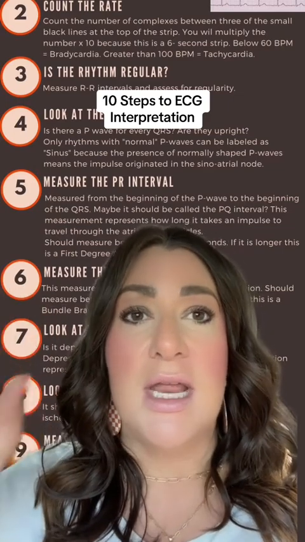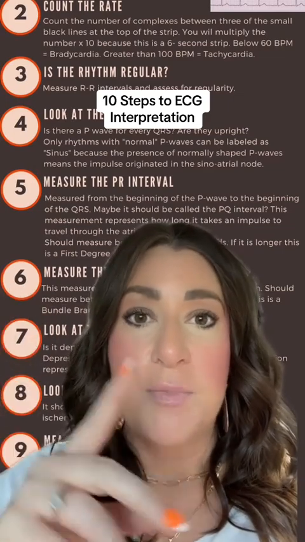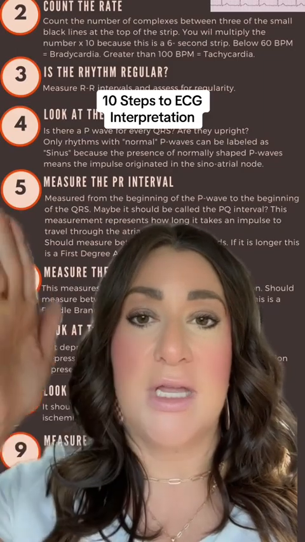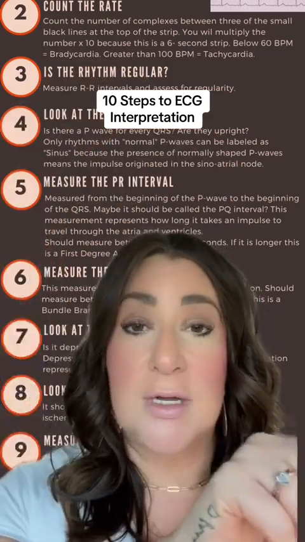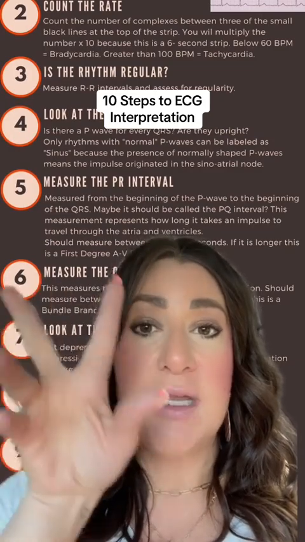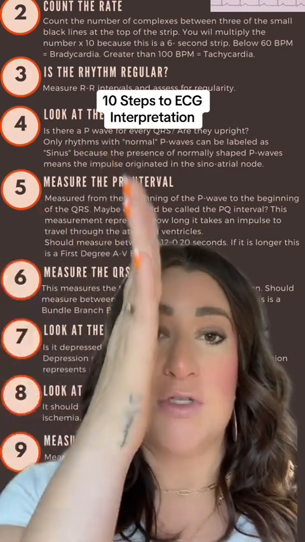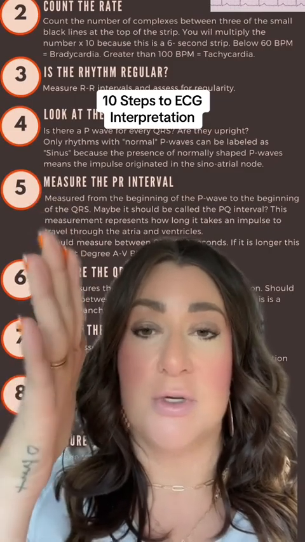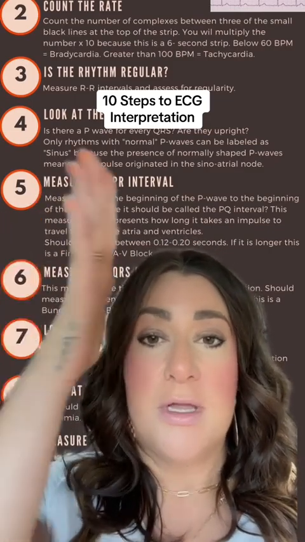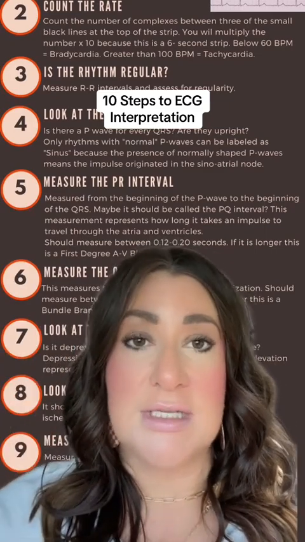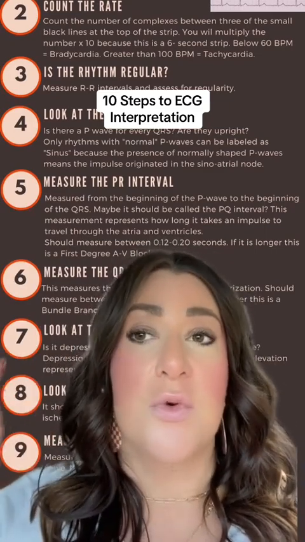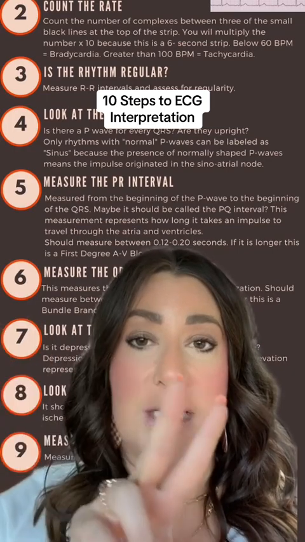In every EKG strip, first of all, there will be little markings at the top of the strip, and in between two of those markings is a 3-second strip. So you want to go 1, 2, 3 markings, and that is going to constitute a 6-second strip. So that's how you know that you've got a 6-second strip.